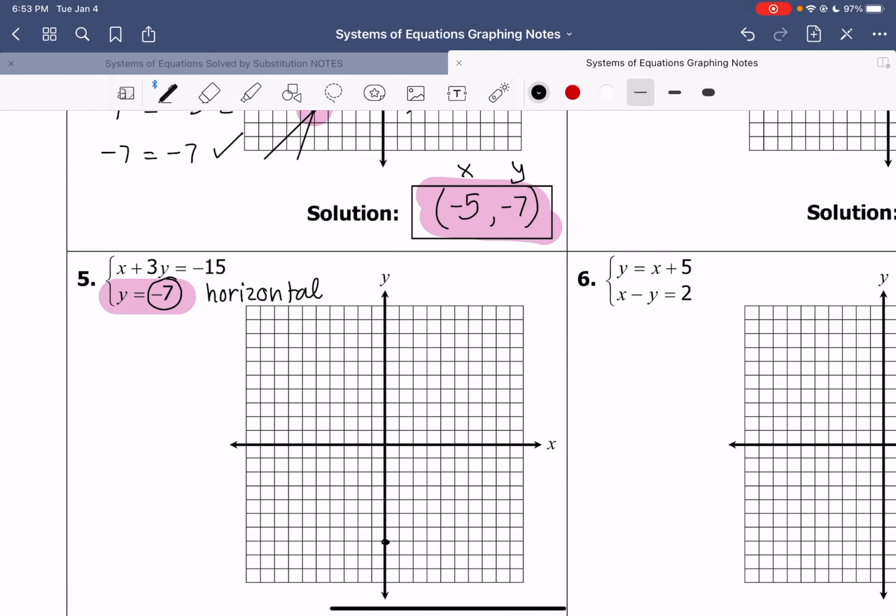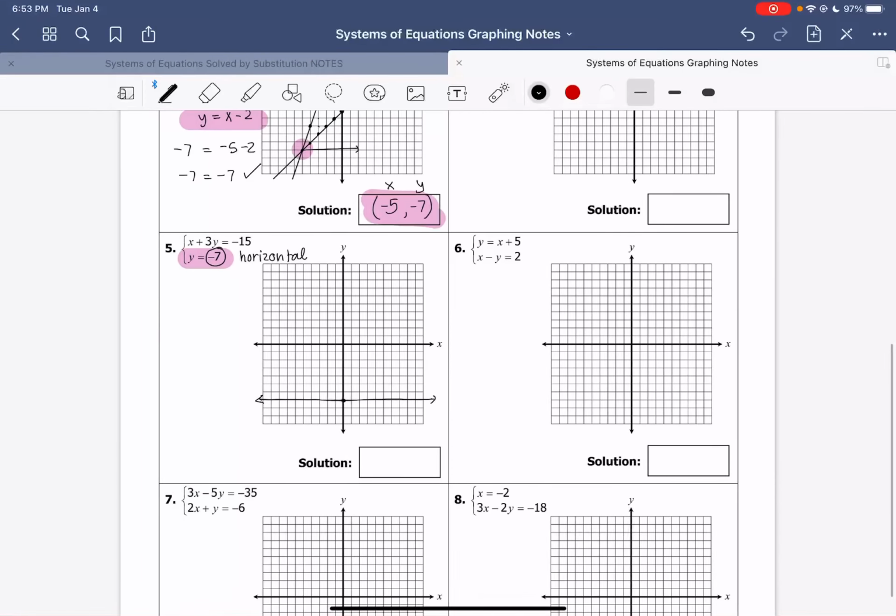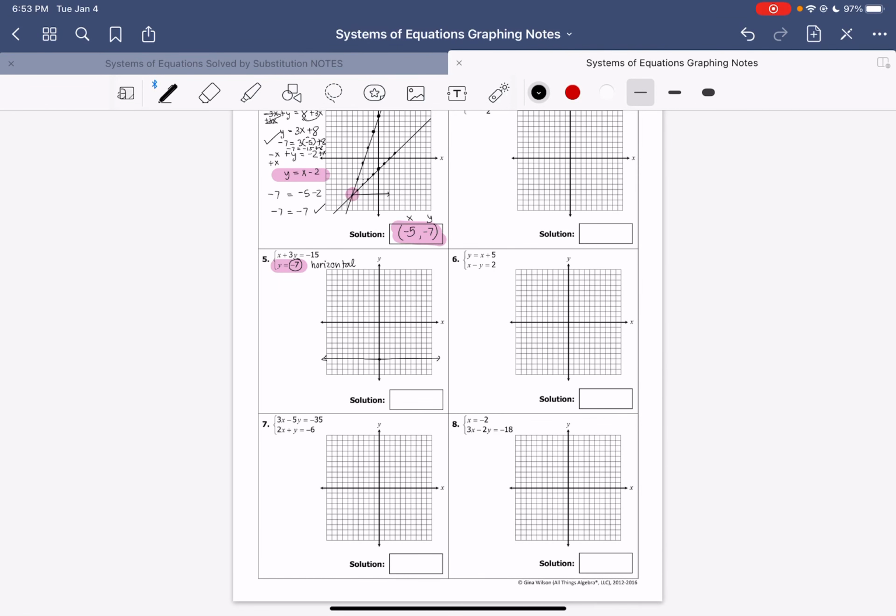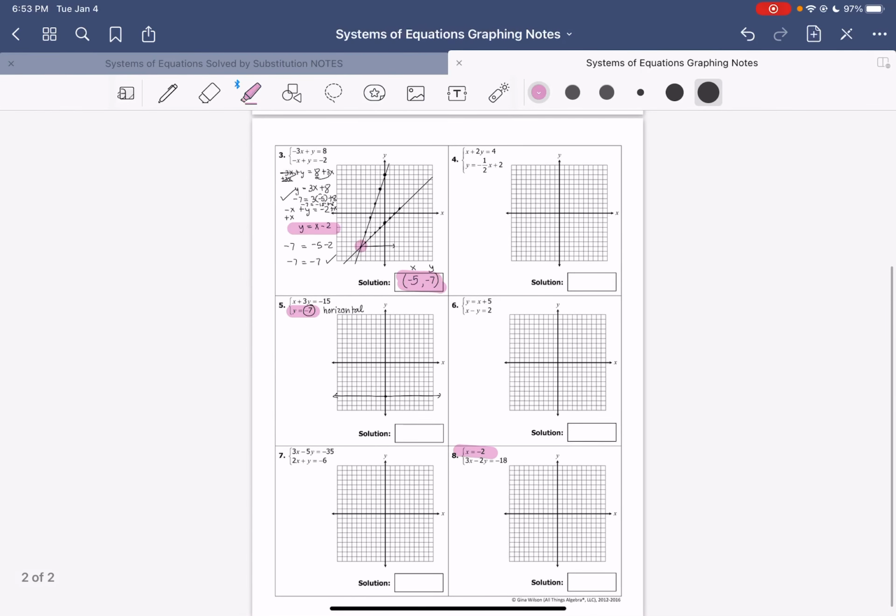So being something like this, a line at -7. And then remembering what an equation like this one down here at number 8, x is equal to -2, looks like. So remember the difference between those two lines before you find your solutions.